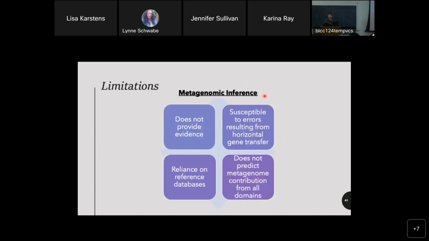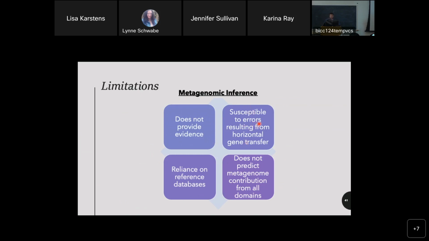So as I've alluded to earlier, metagenomic inference has some limitations. The first being that it does not provide evidence. All the findings that we get from metagenomic inference do need to be validated to draw relevant conclusions from it. But this doesn't discount the use of metagenomic inference, as it can be really helpful for orienting researchers towards expected results. And this can be helpful for grant writing or hypothesis forming or other activities like that.